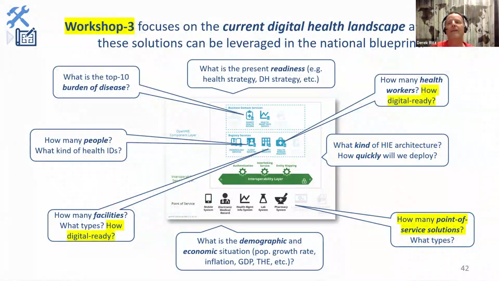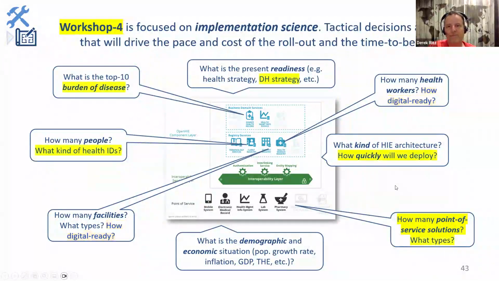Workshop 3, how digital ready are people? How digital ready are the facilities? Have they already got an EMR? How many point of service solutions, and are they already standards based, or are we going to have to put facades on them, or are we going to have to replace them?